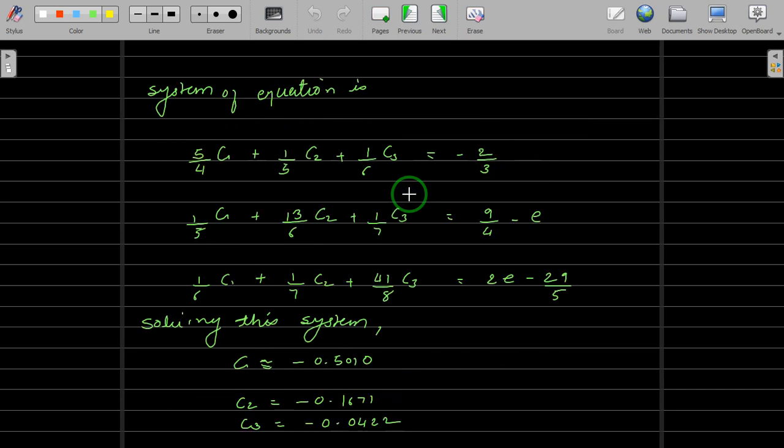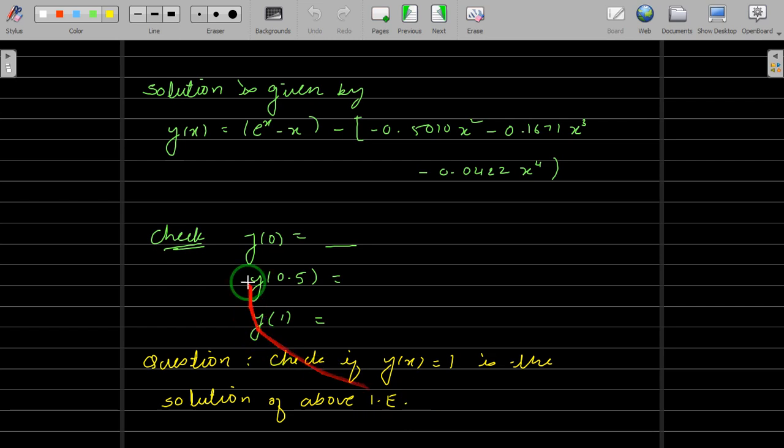Yes, sir. So you have to solve this system. After solving the system, these are the values. Are you getting these values? C1 is minus 0.5010, C2 is minus 0.1671, and C3 is minus 0.0422. So once we have the values of the Cis, you can take these values and substitute them in your equation.